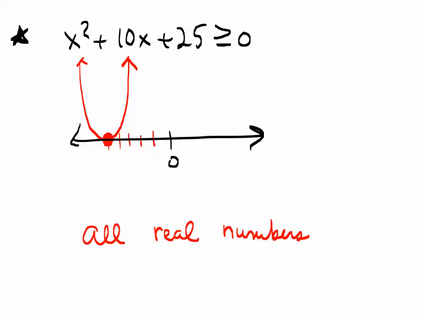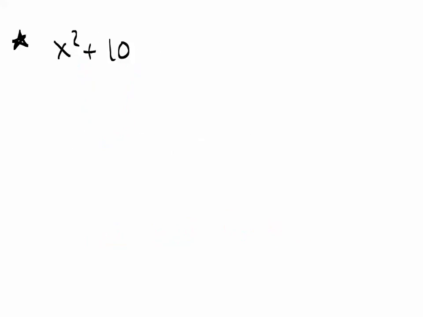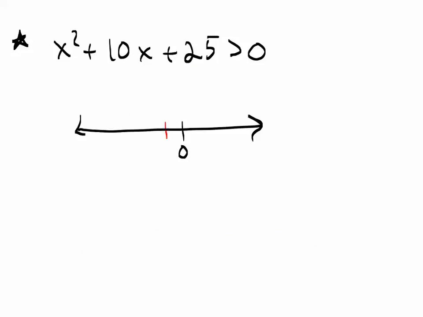Alright, and the fourth type. Let's just see if we got this here. X squared plus 10x plus 25 is greater than 0 only. When is this graph greater than 0? Alright, again, if we set it equal to 0, we get a point that says -5 is the answer. Here's my graph. So now the question is this: when is this graph going to be greater than 0?